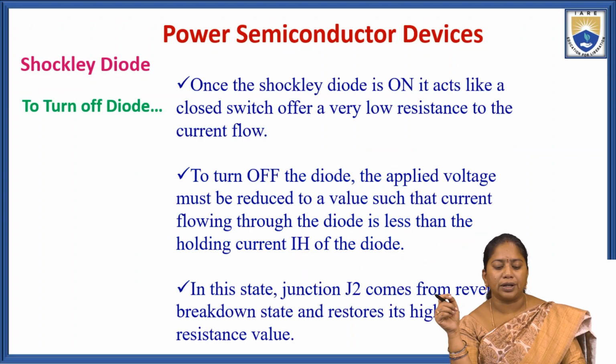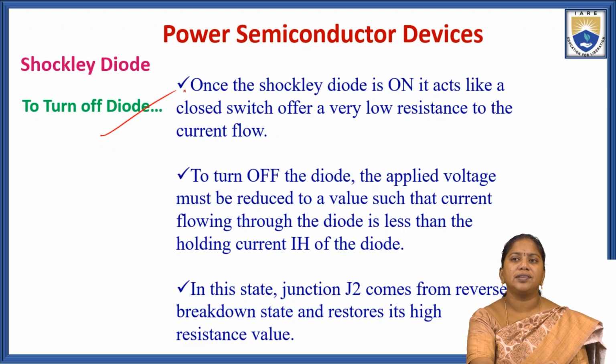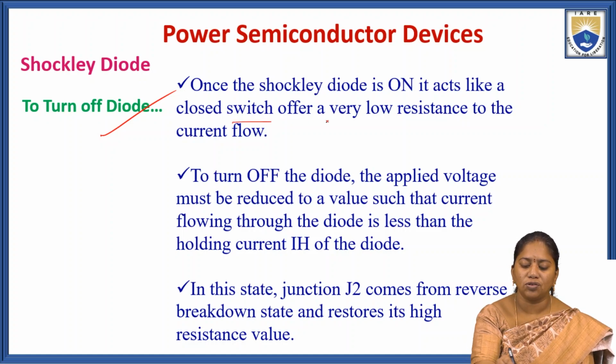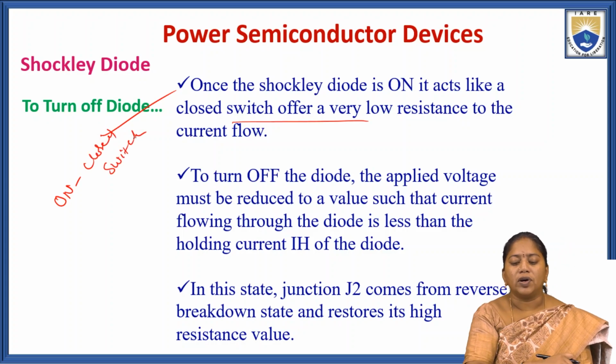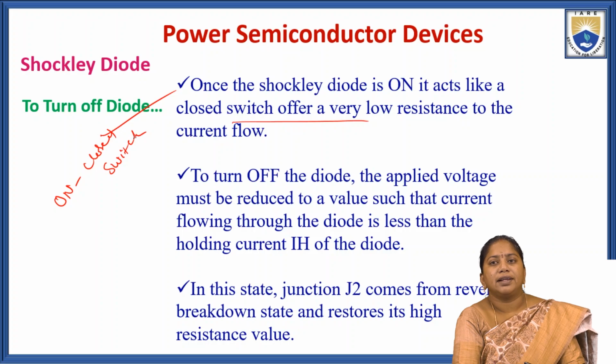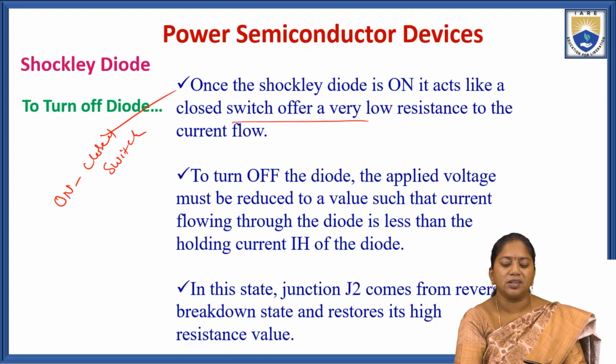To turn off the diode: once the Shockley diode is on, it acts like a closed switch. On means it is a closed switch. It offers a very low resistance, and low resistance means there is a current flow inside the diode.